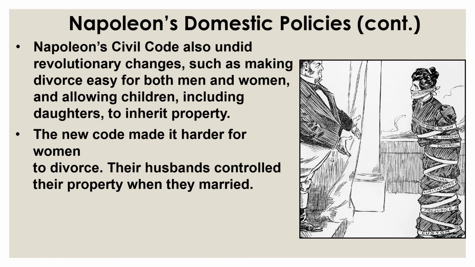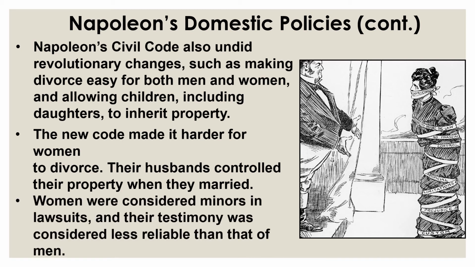The new code made it harder for women to divorce. Their husbands controlled their property when they married, and therefore their husbands could be the only ones that really could ask for divorce. Women were considered minors in lawsuits under the Napoleonic Code as well, and their testimony was considered less reliable than that of men.